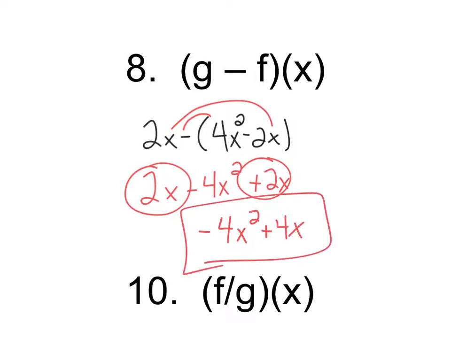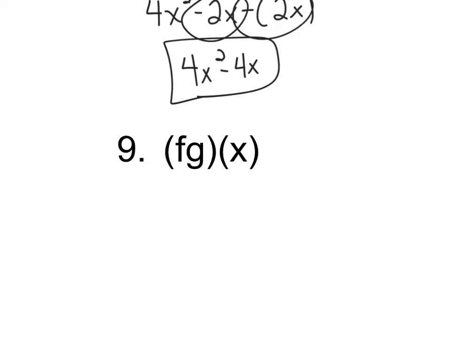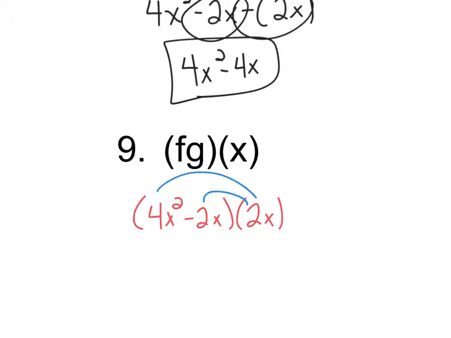And then you keep kind of working these in the same way. F times g means I'm going to take my f function, 4x squared minus 2x, and multiply it by my g function, 2x. So I just got a little distribution problem there. 4 times 2 is 8. X squared times x is x to the third. Negative 2x times 2x is minus 4x squared.